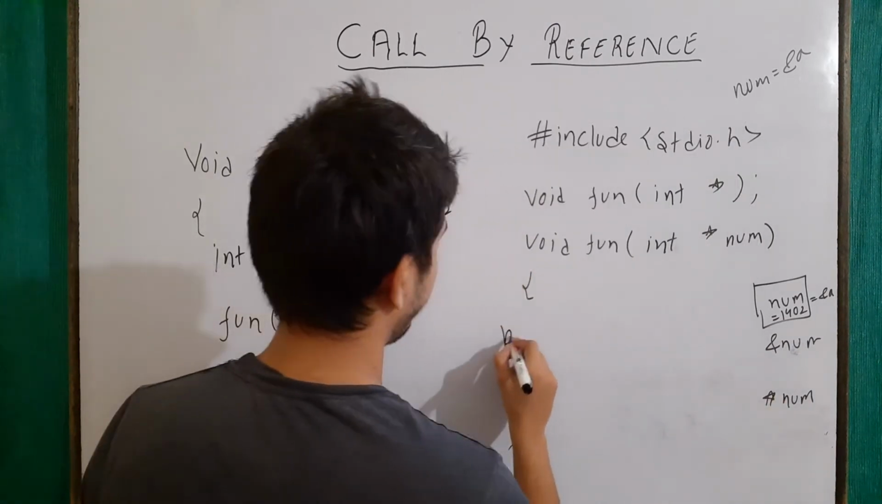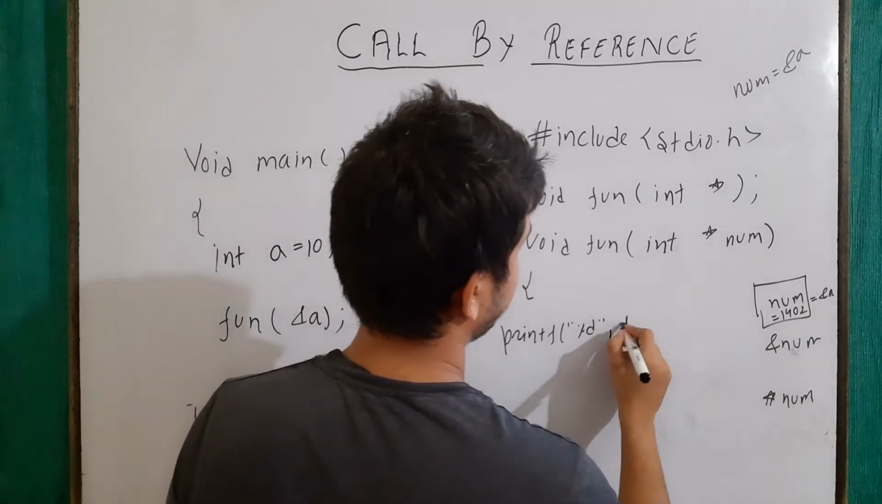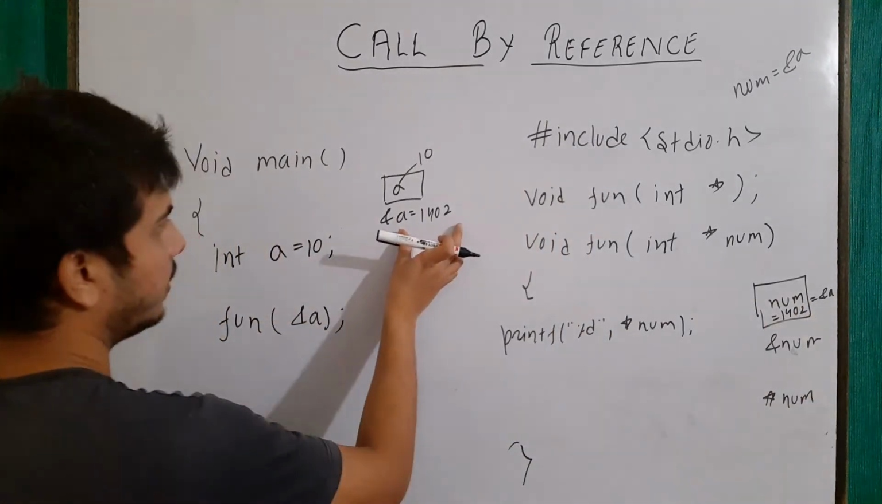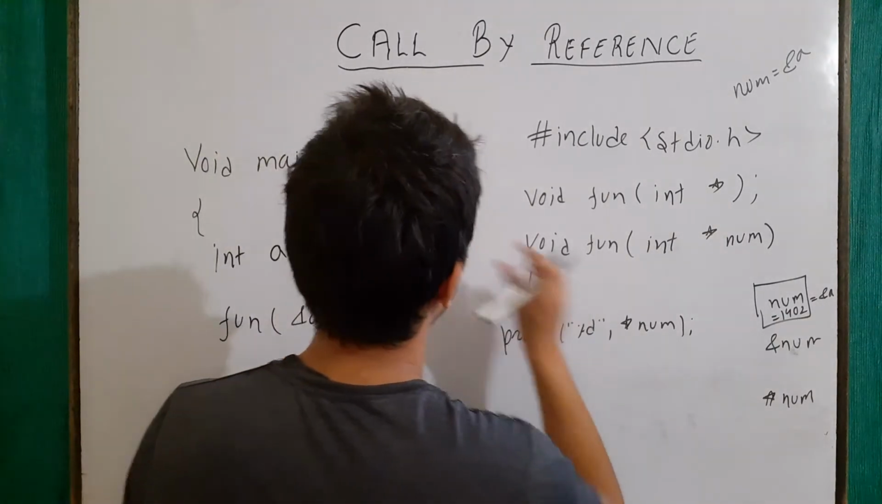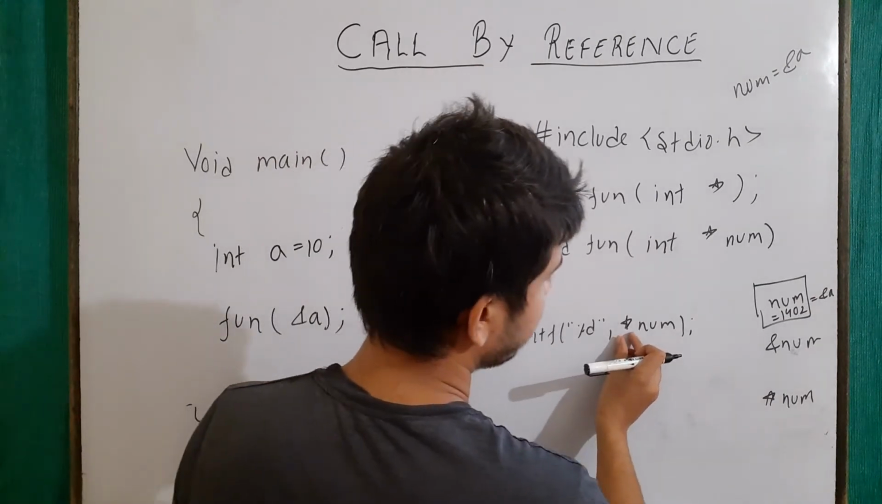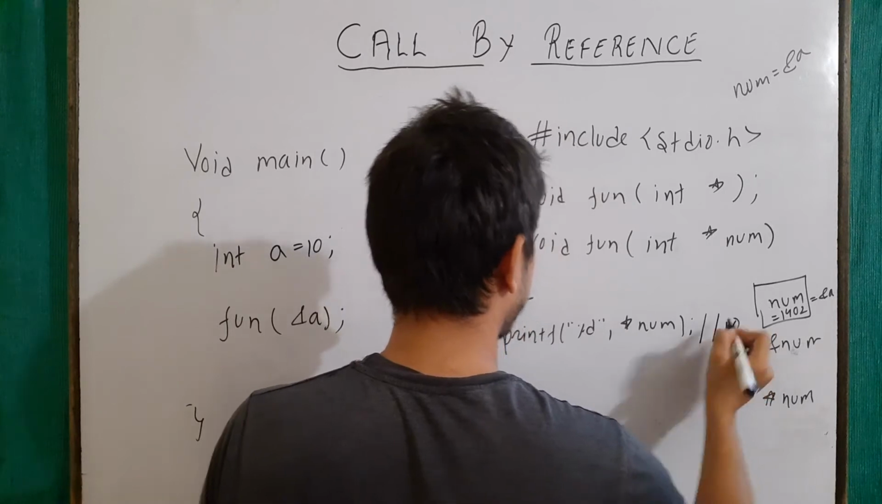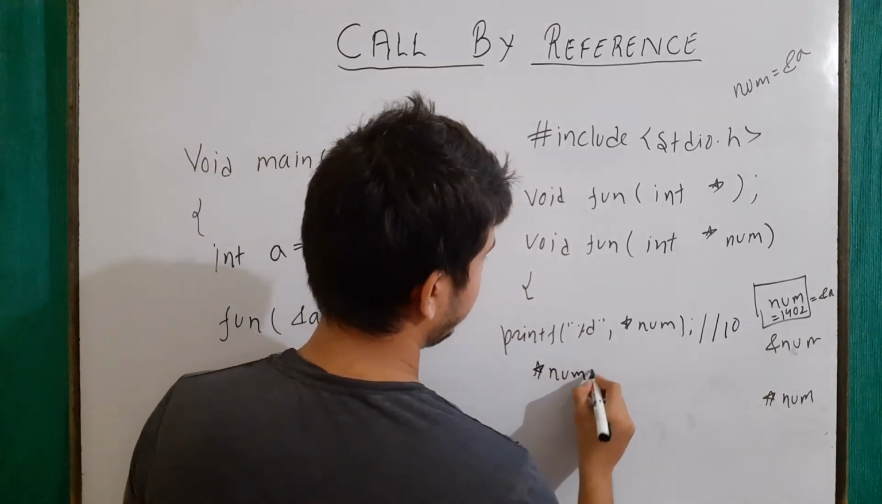If I write here printf of %d asterisk of num. Now num is pointing to this memory location, and what is present inside this memory location is 10. So we want to fetch that value using the dereferencing operator, so right now it will give me 10. Now what if I write asterisk of num is equal to 20.